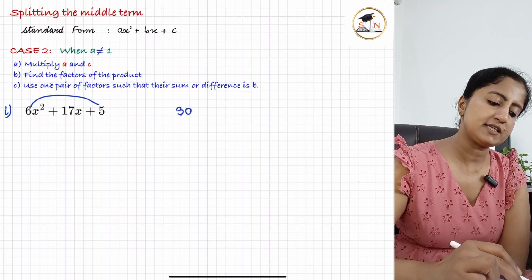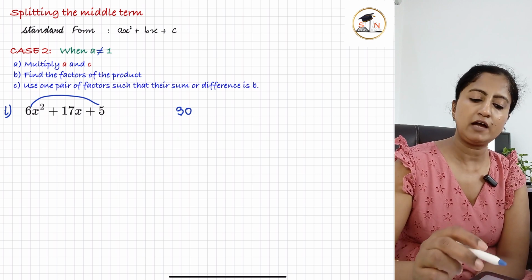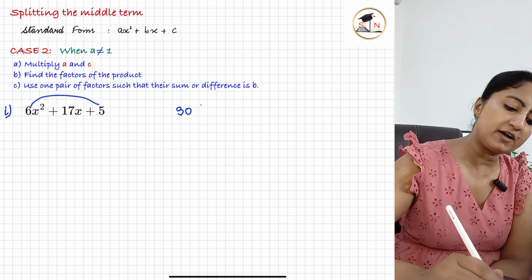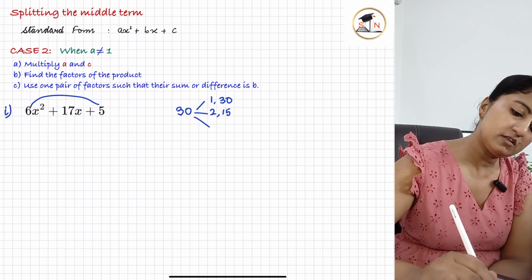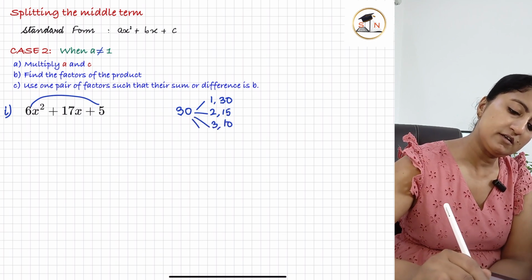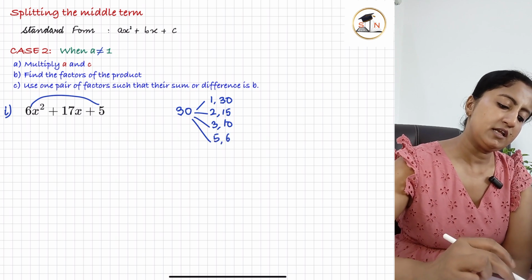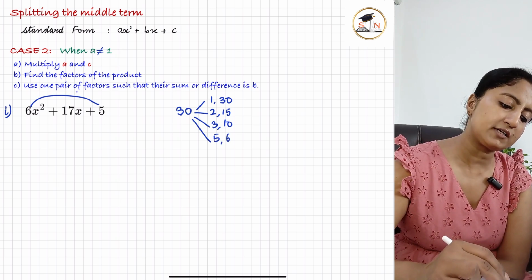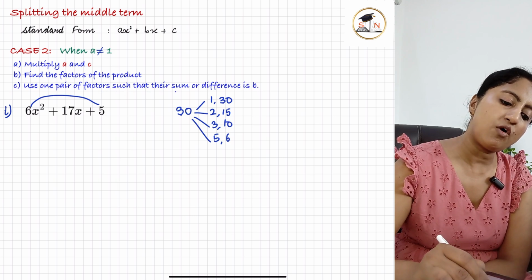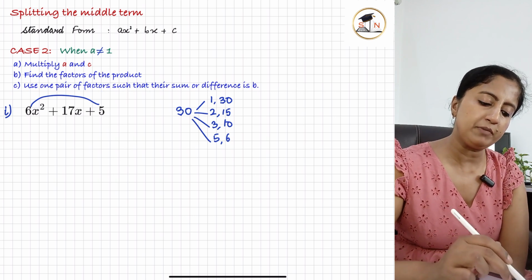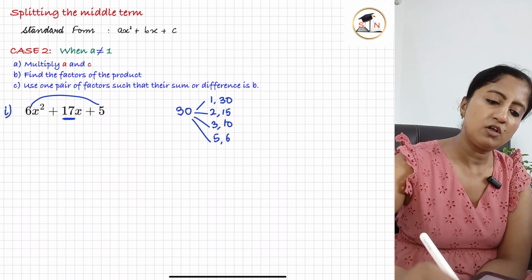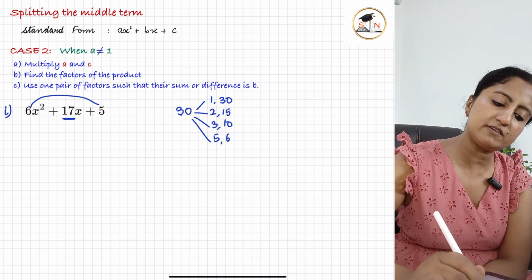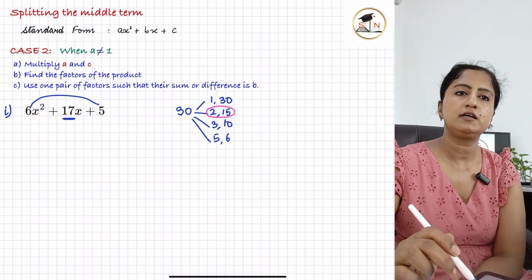Now, the second step says find the factors of the product. We have got the product as 30. So we'll start with the factors of 30. I'm writing all the pairs. So it's 1 and 30, 2 and 15, 3 and 10, 5 and 6. Now the third step says use one pair of factors such that their sum or difference is b. And b is the middle term, such that it gives us 17. Now, which one of them is going to give us 17? This is 2 and 15.